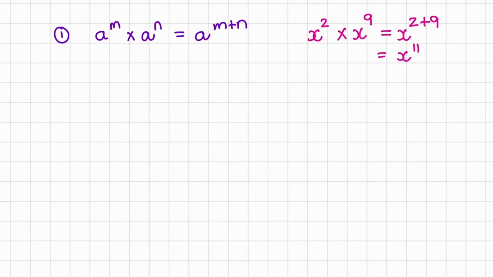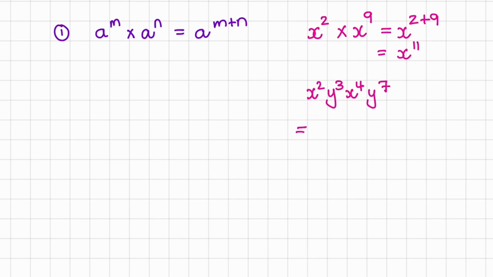Another example would be if we have x squared, y to the power of 3, x to the power of 4, y to the power of 7. Now, we can only add up the exponents of the variables that are the same. So, in this example, we'll have x to the power of 2 plus 4 times y to the power of 3 plus 7. So if I simplify, this will be x to the power of 6 and y to the power of 10. So the law is important. In order to add the exponents together, the base values or the base variables must be the same.